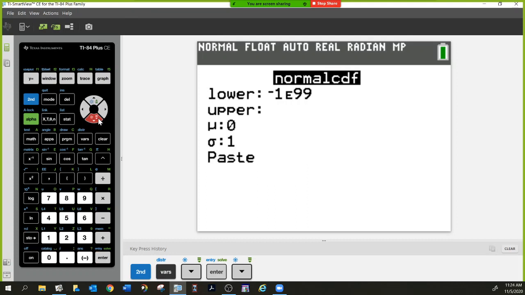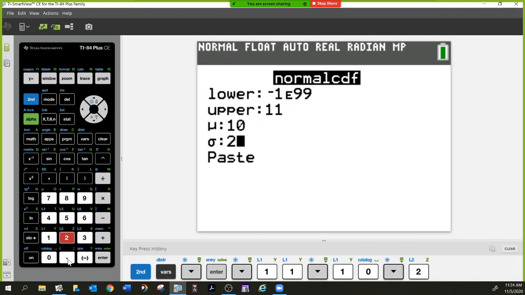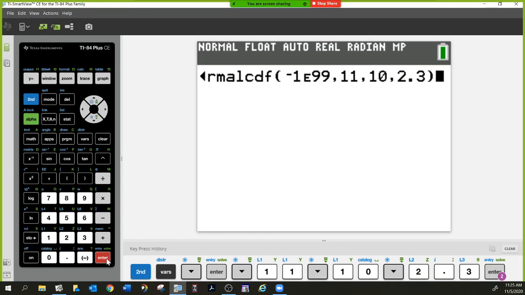Now, your upper bound. Oh, you can't see the notes. I turned around and pointed at them. The upper bound was the 11, because remember, we're doing the probability of 11 minus the probability of 8. So our upper bound will be 11. Your mean is not 0; you see it defaulted to 0. Your mean was 10, and your sigma is 2.3. And then you just hit paste. And I'm going to hit enter one more time.